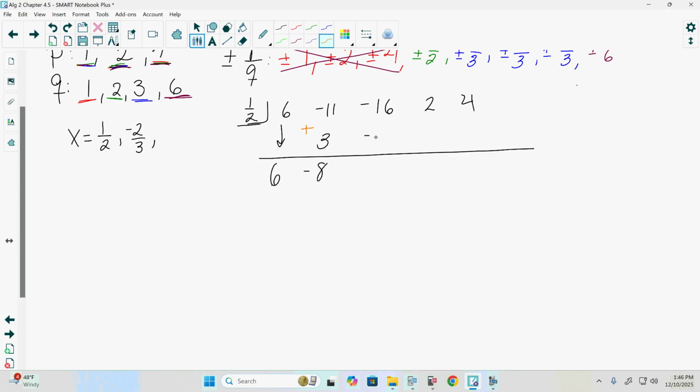1/2 times negative 8 is negative 4. Now we're going to add negative 16 and negative 4 together. Negative 16 plus negative 4 is negative 20. 1/2 times negative 20 is going to give us negative 10. Add those two together. 2 plus negative 10 is going to be negative 8. 1/2 times our negative 8 is negative 4. And 4 plus negative 4 is indeed 0.